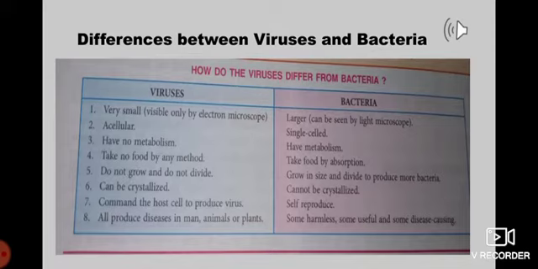Fifth point, viruses do not grow and do not divide. Viruses are not growing in size, neither are they dividing themselves. Make one thing clear about a cell. When a cell is actually dividing, it divides its cellular or genetic material along with the organelles. But as viruses are not cells, they are not dividing but they are multiplying. They are just increasing their number.